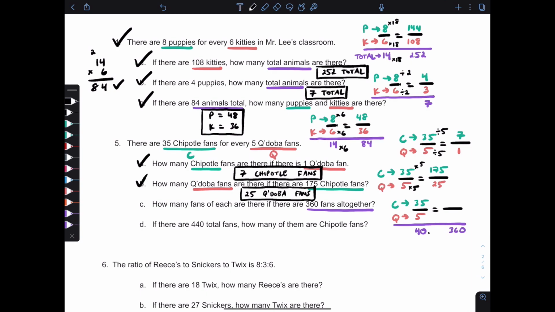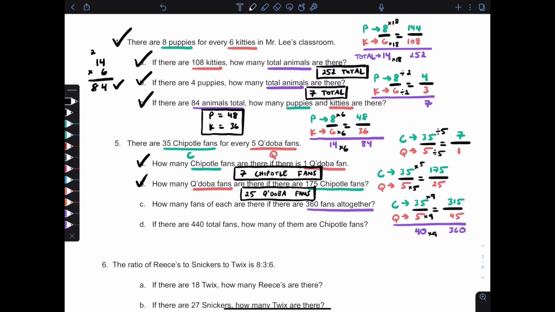4 times 9 is 36, so 40 times 9 is 360. Multiply these by 9 as well. 5 times 9 is going to be 45. Put a 45 down here. I don't know what 35 times 9 is. I guess you could just do 360 minus 45. That'll be 315. 315. And you could check this.